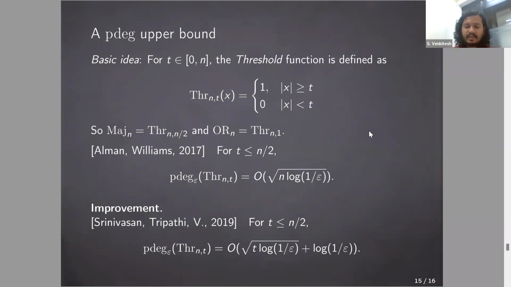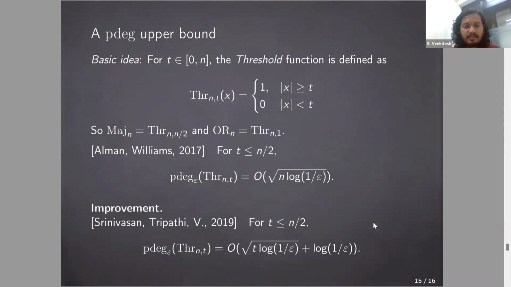So the additive factor is not so important. It just pops up as part of our analysis. The main savings, however, is in the square root t factor. From square root n, the p-degree, we can show that it has come down to square root t. And we don't really give a better construction as such.